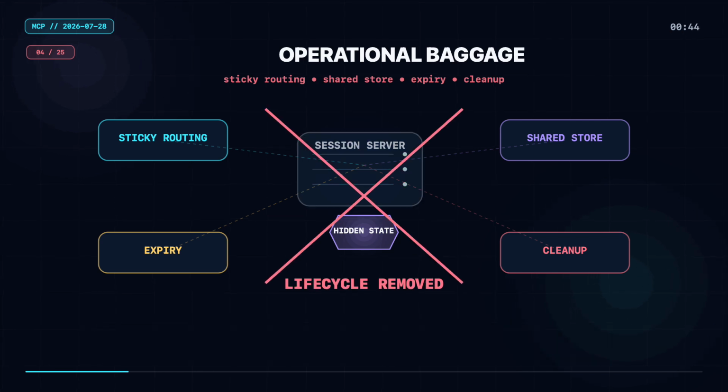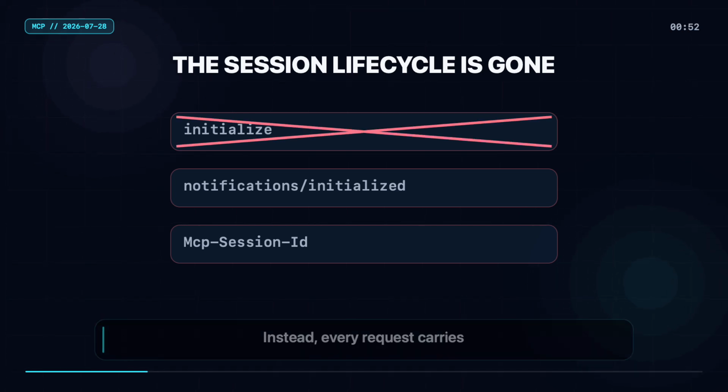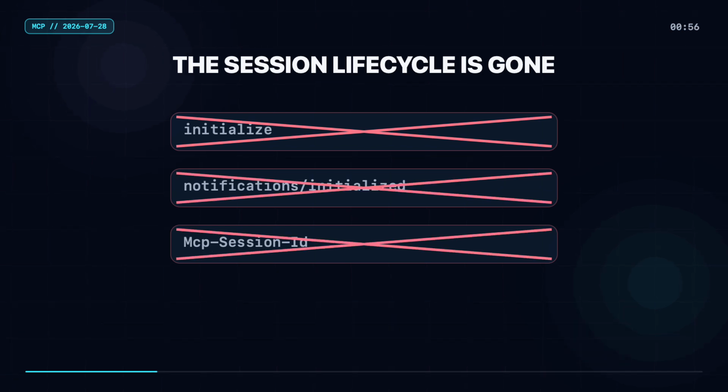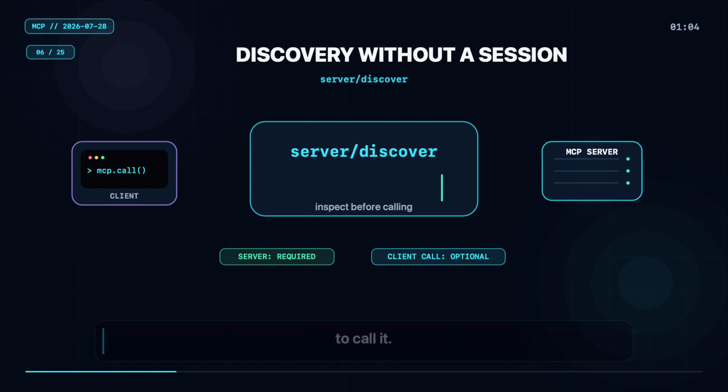The new specification removes that lifecycle. There is no initialize request, no initialize notification, and no Mcp-Session-Id header. Instead, every request carries its protocol version and client capabilities. A client that wants to inspect a server first can call the server discover method. Servers must implement discovery, but clients do not have to call it.